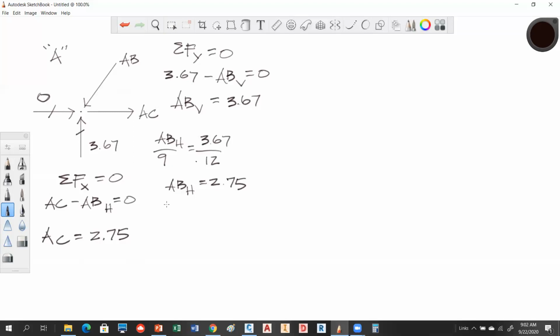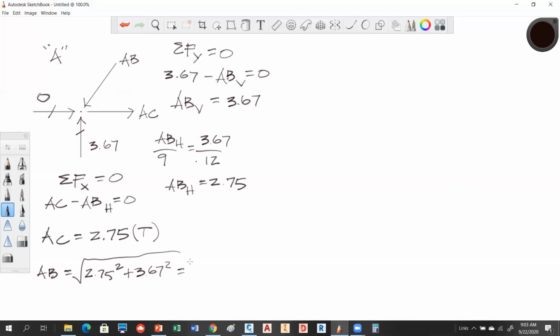Yeah. Okay, so here's the one thing. We have to say whether this is compression or tension for AC. What are we indicating up here, compression or tension? Tension. So what you want to do is come down here and you want to say T, okay? We also have to solve AB. So we're going to come down here and solve AB. AB is going to be 2.75 squared plus 3.67 squared, square root.